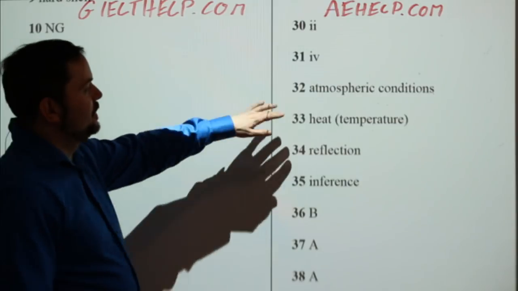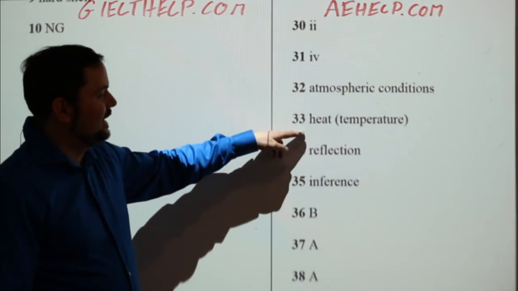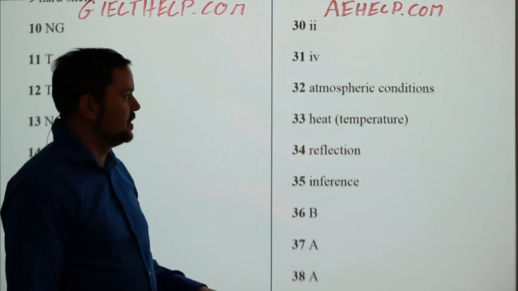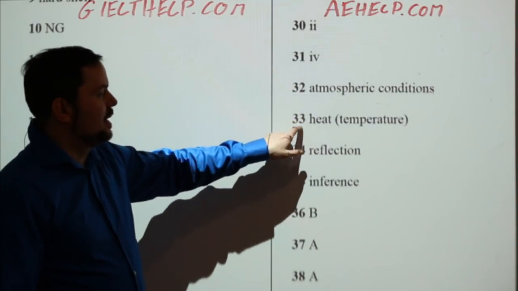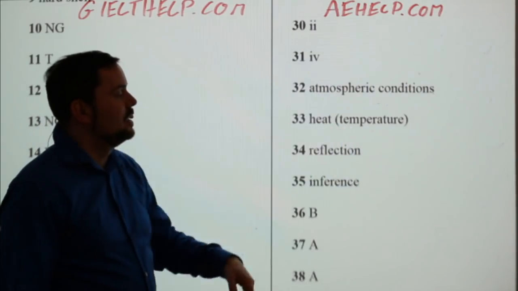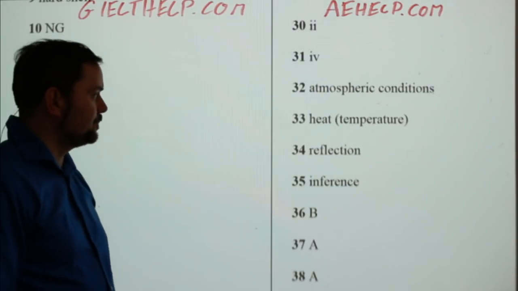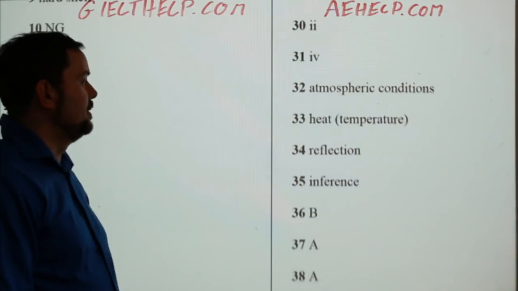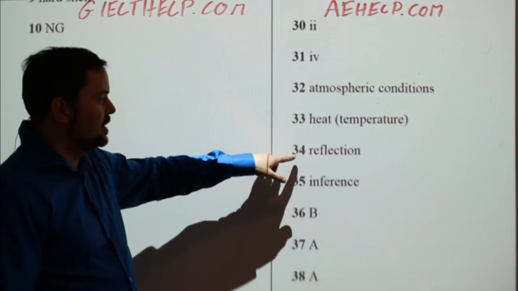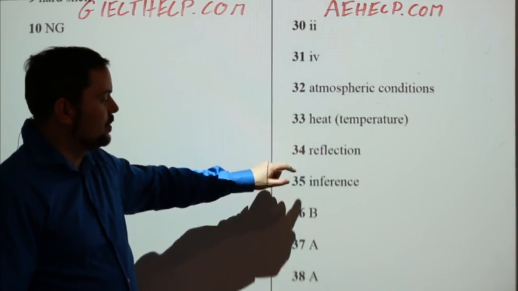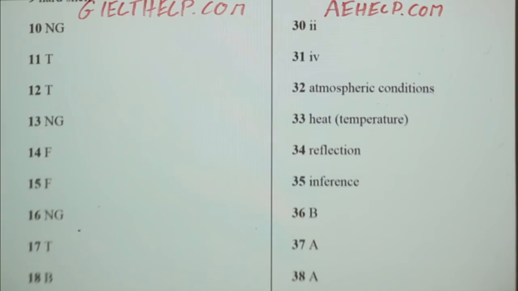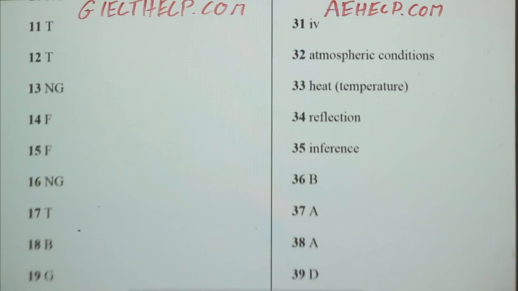It's atmospheric conditions, heat, reflection, and inference. Okay, so 33. Temperature gradient they might take, temperature they will take, but any of those answers will be correct. So we got that one correct. This one, if we said temperature gradients, maybe not. Reflection was correct. Inference was good. I believe we said reference instead of inference. Some of you said inference, and that was correct.